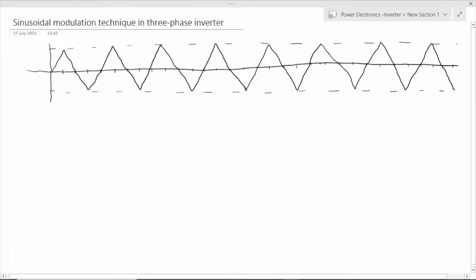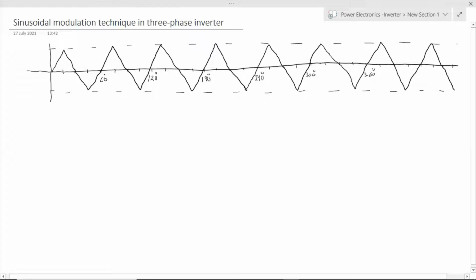So three cycles of this carrier signal will be equal to 180 degrees of our modulating signal. Let us say this is our 60 degree, and this is 120, and this will be 180, and this has to be 240. Then comes 300, and then comes 360 degree.